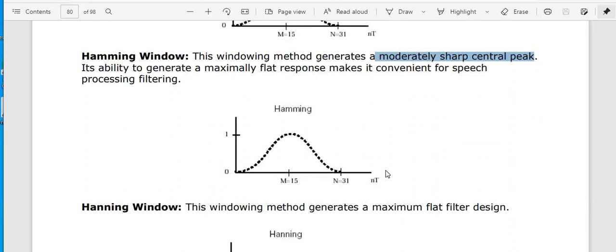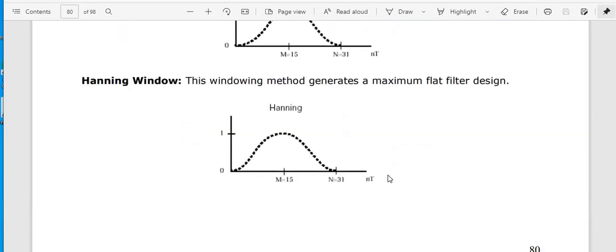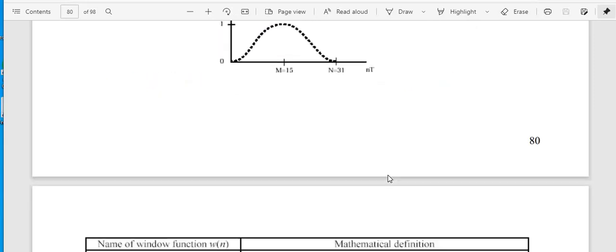That's the reason I keep on stressing this, so that you can understand how we are designing this. The next part of windowing is the Hanning window. This method is used to generate the maximum flat filter design. For that particular reason, we proceed with the Hanning kind of window. Clear? So the Hanning window, Kaiser window, and all of that we have moved ahead with.